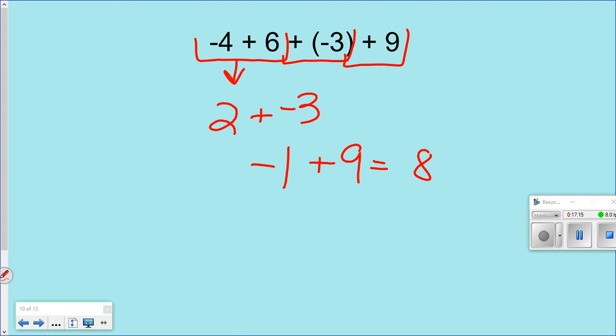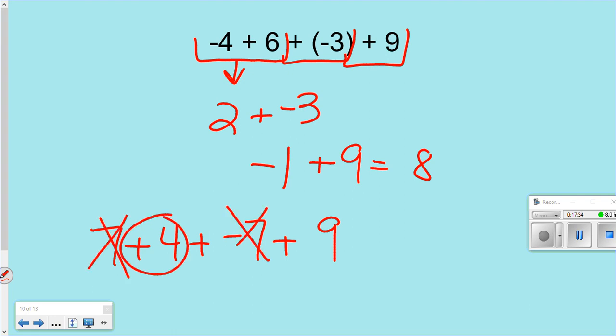A few times I noticed last year they would do something like this. Okay. Do you see something in here that could cancel out already? Cancel it out then. Don't even add it in. What do you got left? 4 and 9? Well, 13 then. Find things that cancel each other out.